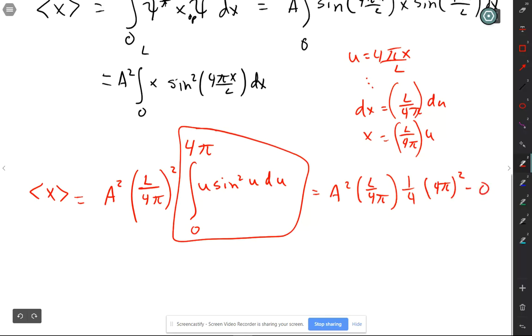Minus 0 if you want to put the lower limit there. So there is our answer for the expectation value in position, but we have a lot of simplifying to do. First thing to do is to cancel out the 4 pi's, 4 pi squared and 4 pi quantity squared. Since A was square root of 2 over L, A squared is 2 over L. So cancel one of the L's, cancel a 2, is L over 2.